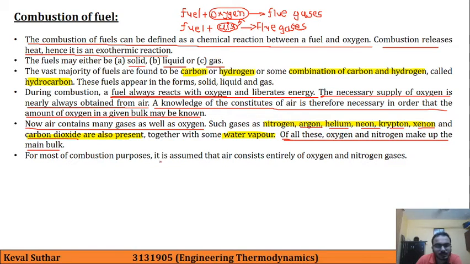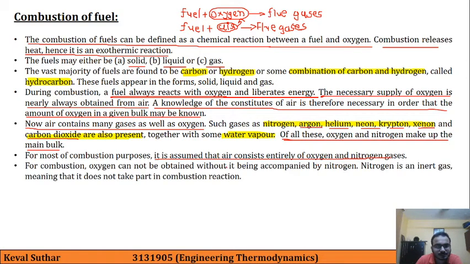For most of the combustion processes, it will be assumed that the air consists entirely of oxygen and nitrogen gases. For combustion, oxygen cannot be obtained without it being accompanied by the nitrogen. So nitrogen will always be present. However, nitrogen is an inert gas. That means that it does not take part in the combustion reaction. So nitrogen will remain as it is during the combustion process.